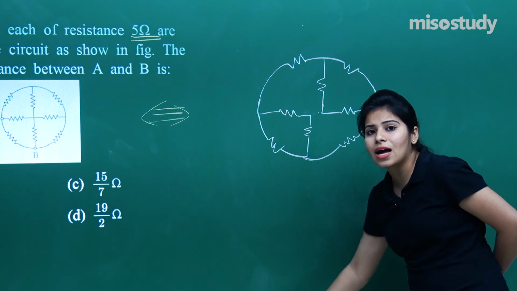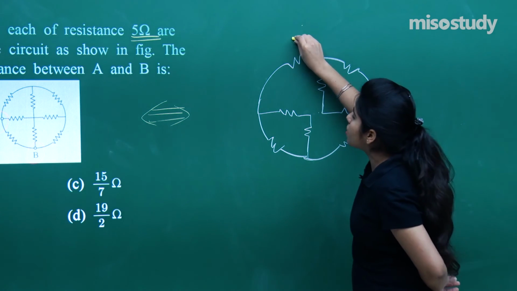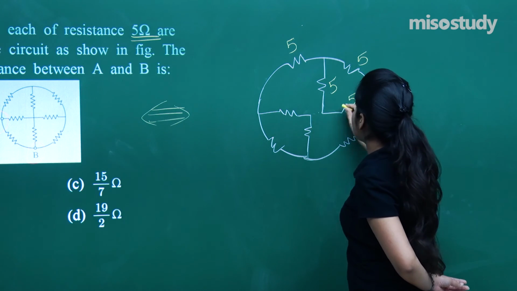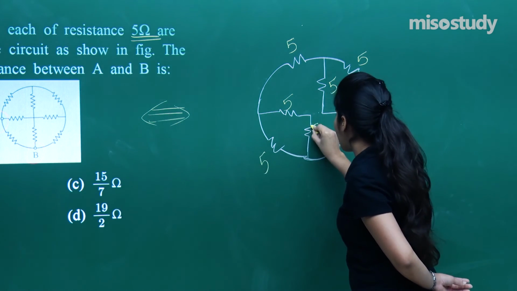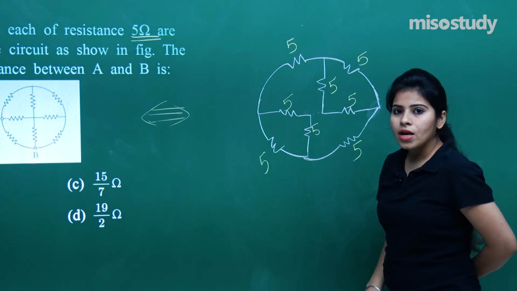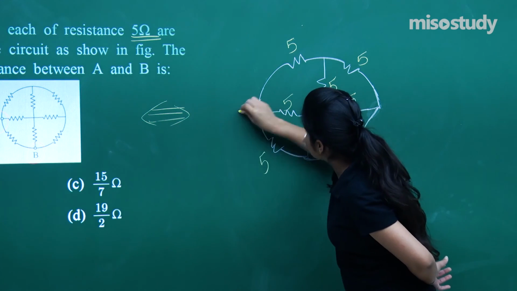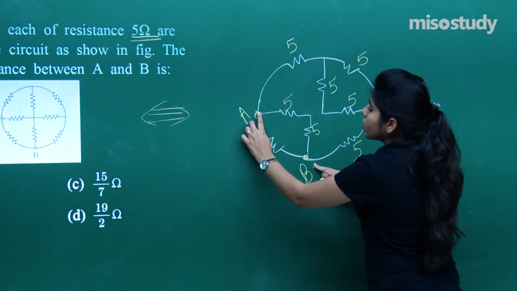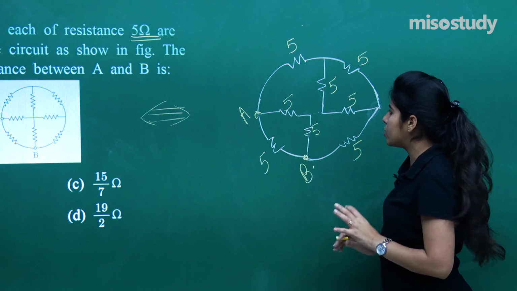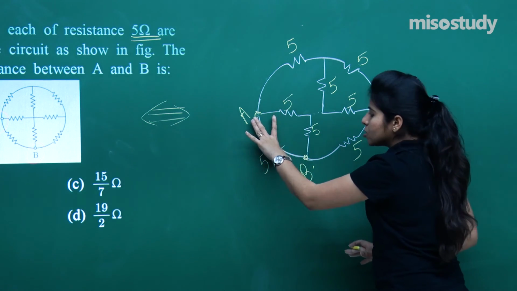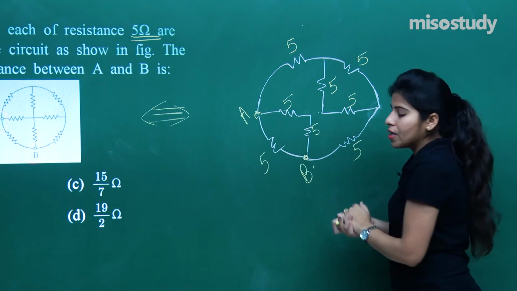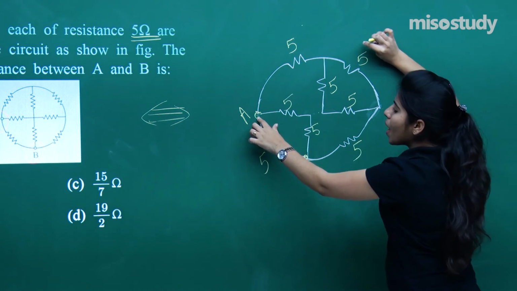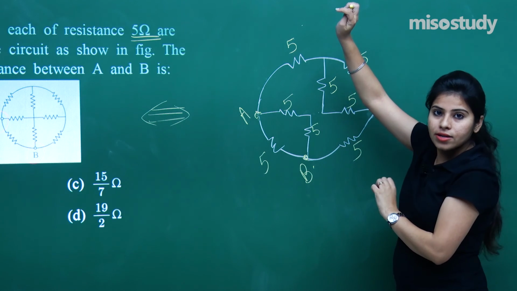Why am I saying that it is simplified? Because you have 5 ohm, 5 ohm, 5 ohm, 5 ohm, 5, 5, 5, 5. This is nothing but your 2 points, that is A and B. We have to find out the effective resistance between these 2 points. So to find the resistance between the 2 points A and B, I can see this complete figure is in parallel with this A and B, isn't it?